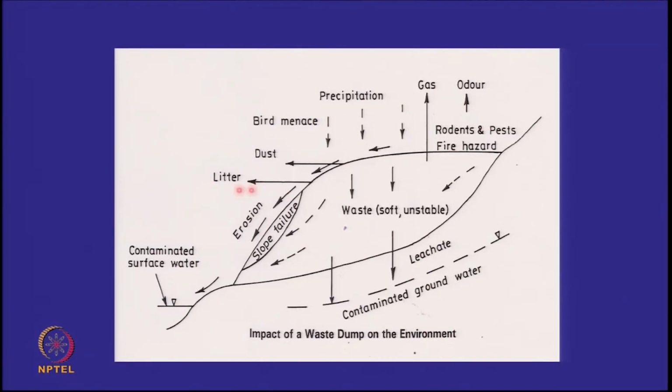If you look at a municipal solid waste dump, we will discuss these, but from a dump, it's not a single pathway. The source is one, but there are innumerable pathways: bad odor, gas, bird menace, which are hitting the planes, dust, litter, erosion, slope failures, and contaminated surface water, contaminated groundwater. We have to look at solutions from an engineering perspective for these problems, for the waste dumps that become a part of the hydrological cycle.